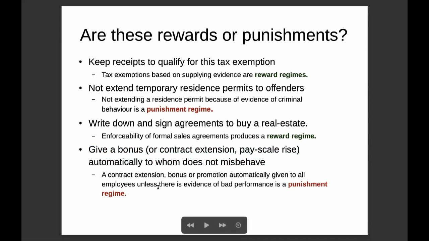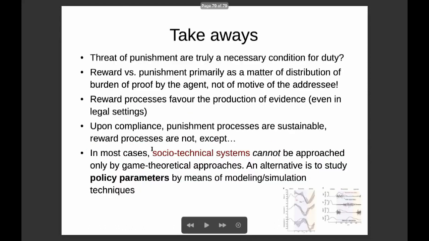So the takeaways from these classes are: is the threat of punishment a necessary condition for duty? Not really. If we look at behavioral preference underpinning the duty, we could promote it by means of rewards, and in some cases it will be more effective. The distinction between reward and punishment is primarily a matter of who is bringing evidence, not about who is enjoying or suffering enforcement. This also explains why reward systems favor the production of evidence.